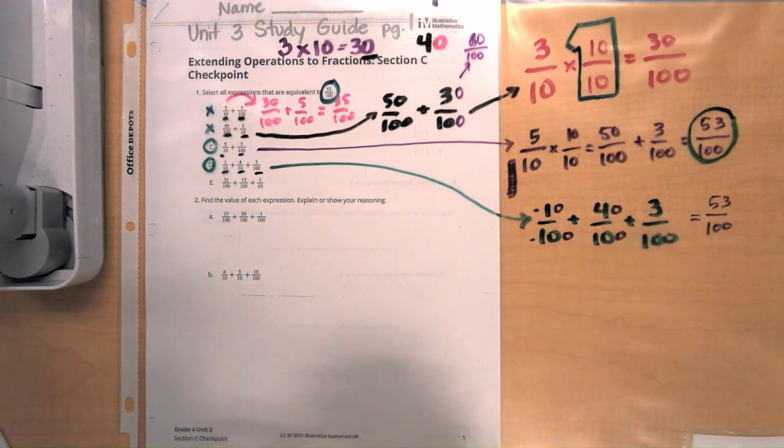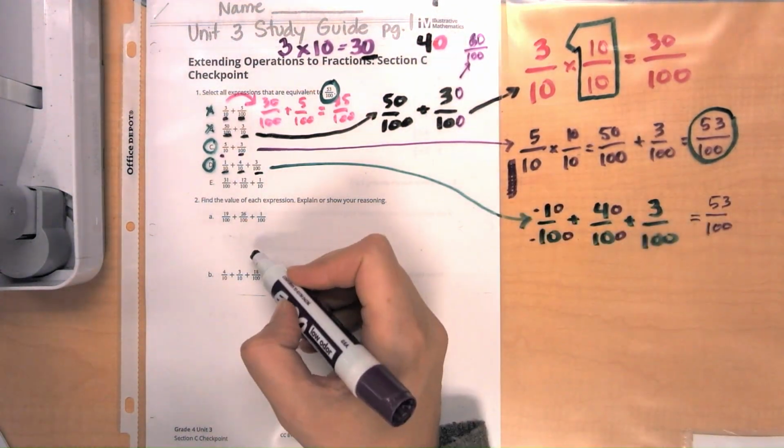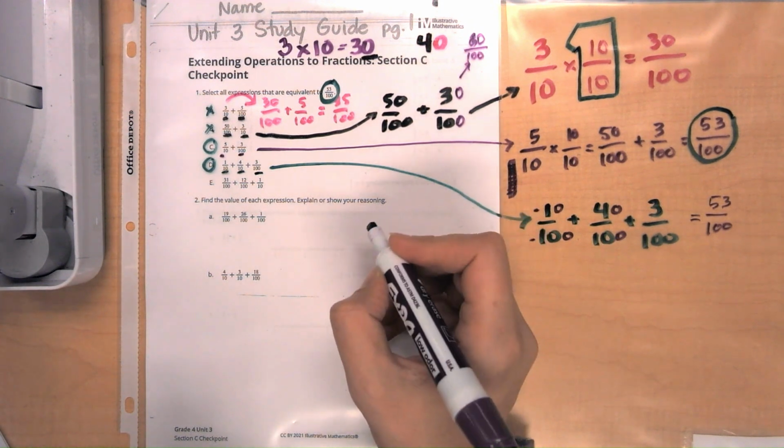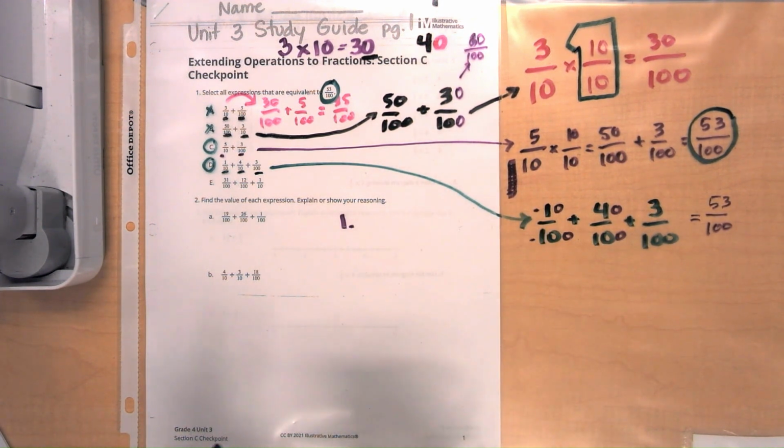And then for E, I'll let you look at your study guide answer key or let you figure that out on your own, as you can see. So now that is how you do that. So now all you have to do is find the value of each expression. Let's make a list of brainstorming ideas. What's the first thing you're going to do?